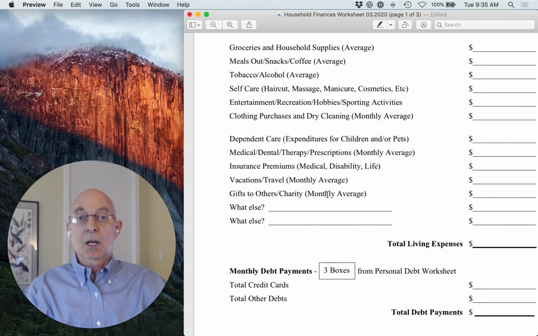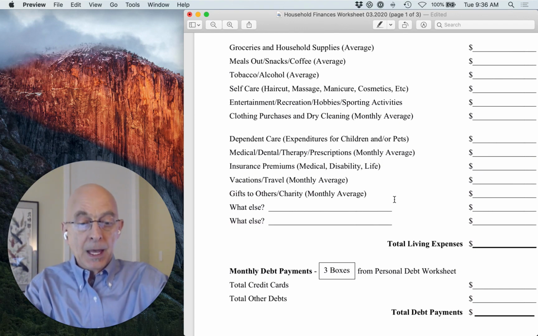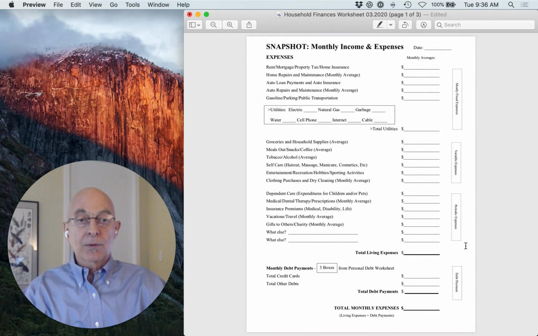And so on the snapshot, it's important to attempt to guesstimate what it costs for December and divide that out by 12 and add it to the other things. There's 2 "what else" lines. Things can be added that are not on this list. Come back out of that.